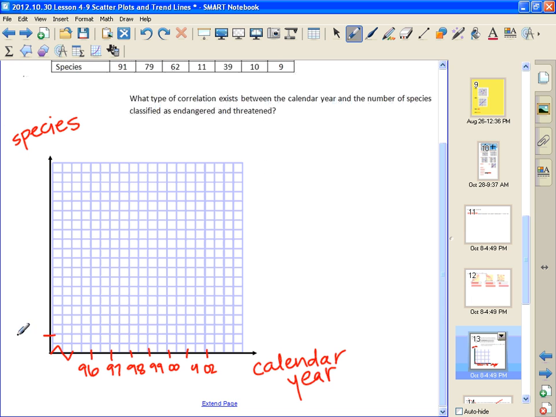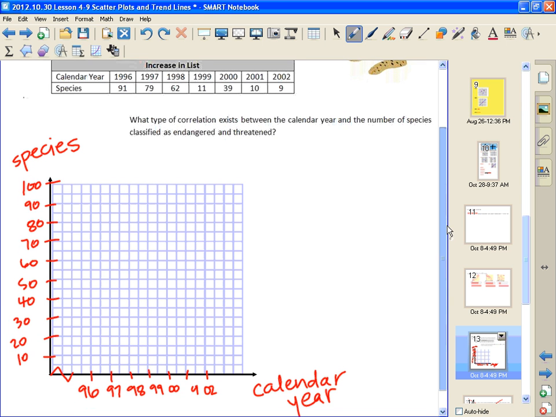So 10, 20, 30, 40, 50, 60, 70, 80, just because it makes it easier for me, but you don't have to do that on yours. 90, just because I'm kind of far away and it's hard for me to see to get it that close.